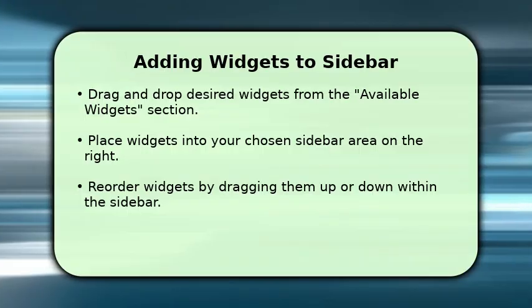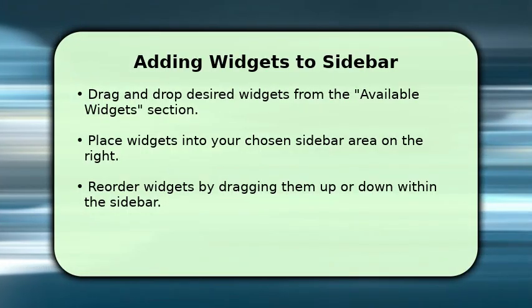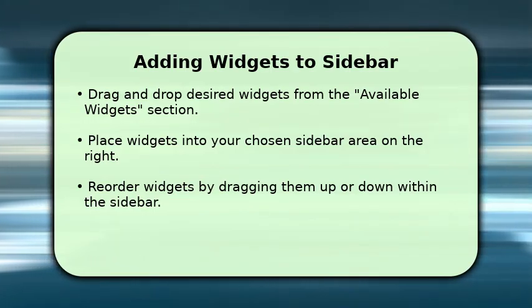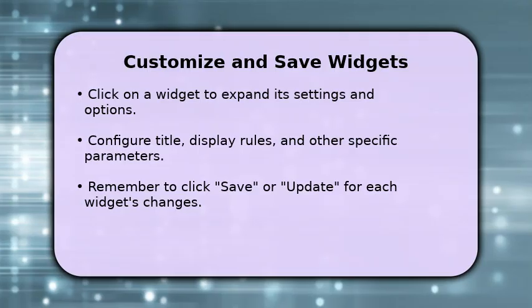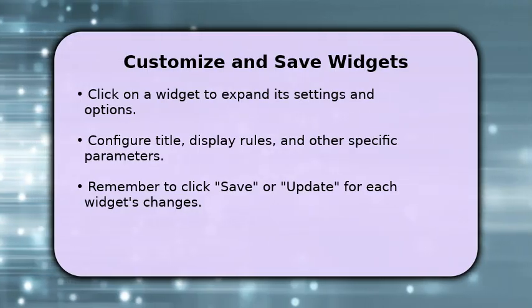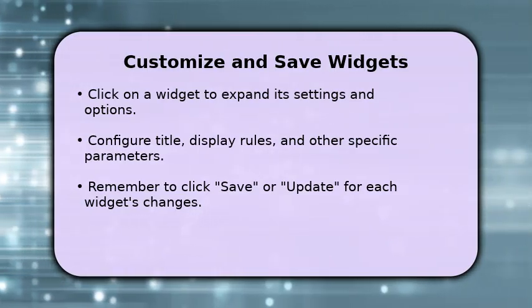Then, click and drag that widget directly into your desired sidebar area on the right. You can add as many widgets as you need, and you can easily reorder them by dragging them up or down within the sidebar area. After adding a widget, you can customize its settings. Click on the widget's title bar within the sidebar area to expand its options.